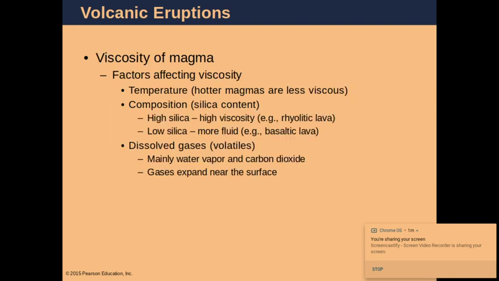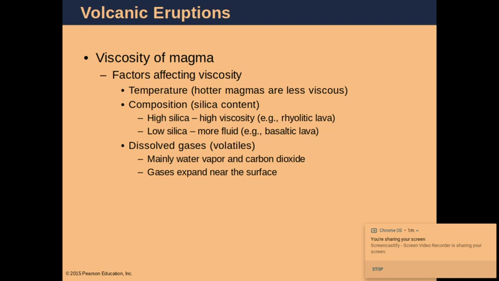The different factors affecting the viscosity are the same things here. Temperature: hotter magmas are less viscous, so they are runnier. The hotter a magma gets, the runnier it gets. Composition: high silica equals high viscosity, and that's things like rhyolite. Rhyolite was the pink rock that we looked at during the Rock ID lab, and that's what's under Yellowstone. It's very highly viscous. It does not run very well at all.